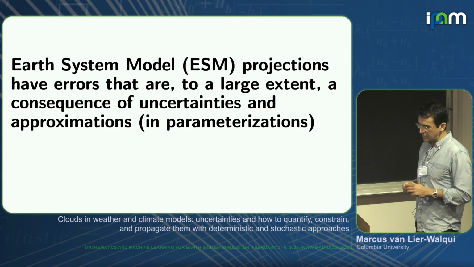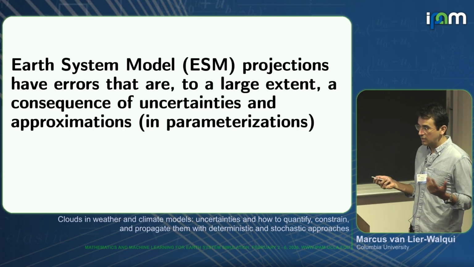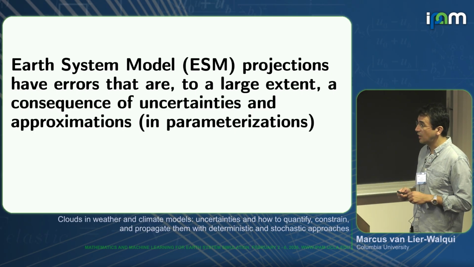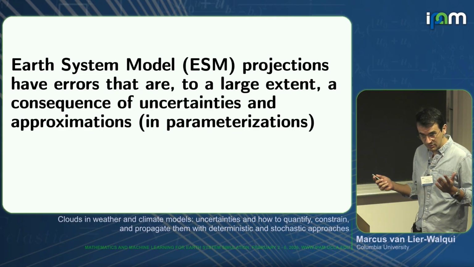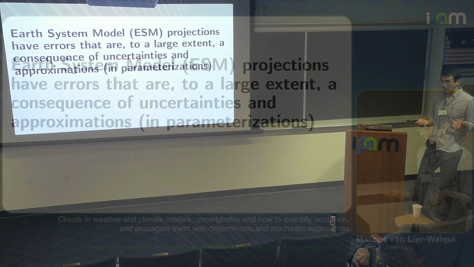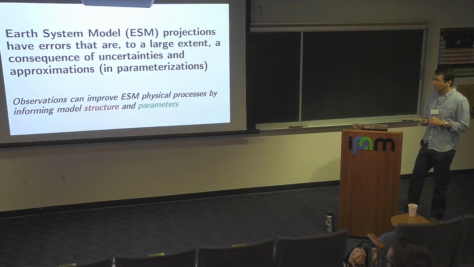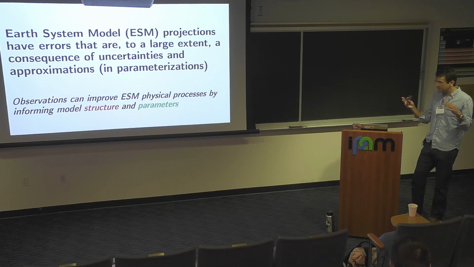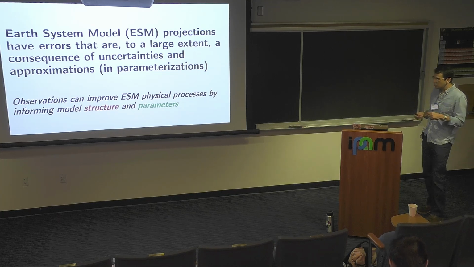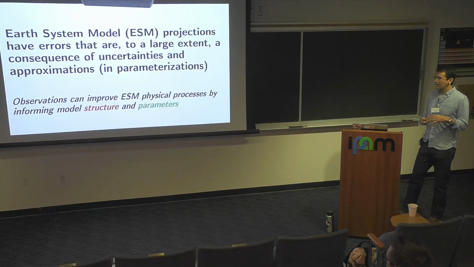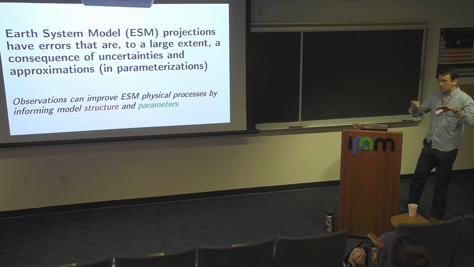Anyway, okay, so just saying things that we all know, I guess. Earth system model projections have errors that are, to a large extent, a consequence of uncertainties and approximations in processes, right? We don't have the degrees of freedom in our model that we want to represent the processes that we want to simulate. We can break this down also, right? So we have some equations, some code, some parameterization code, some schemes, and they have structure and parameters, right? So we can maybe try to separate out two sources of error.